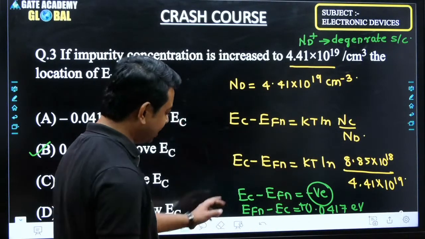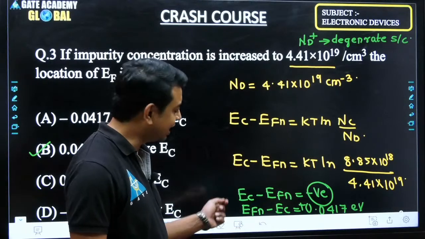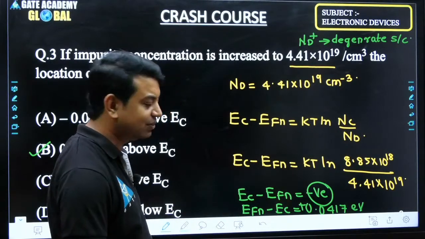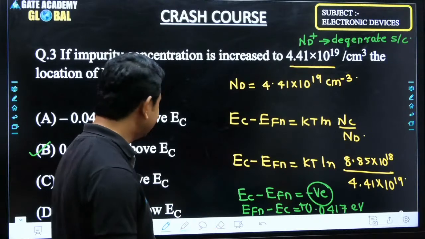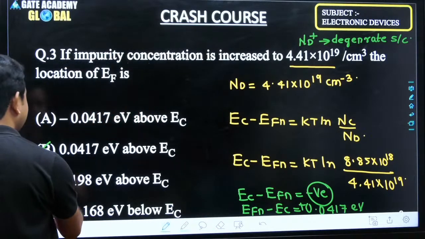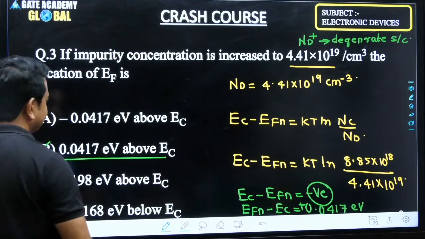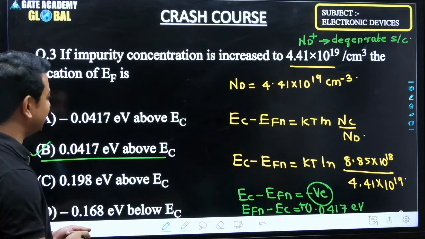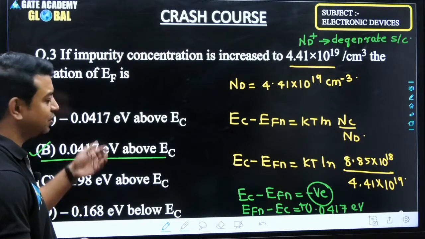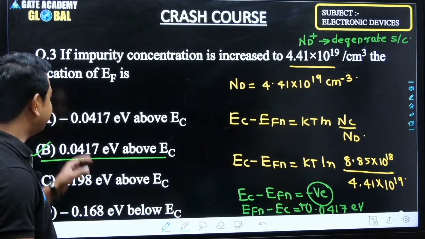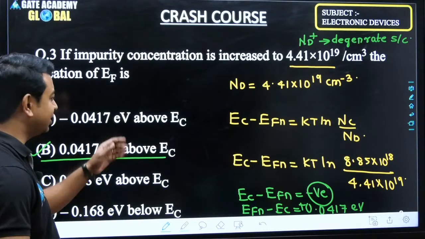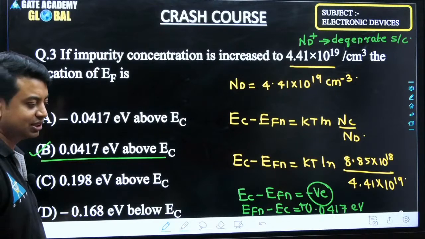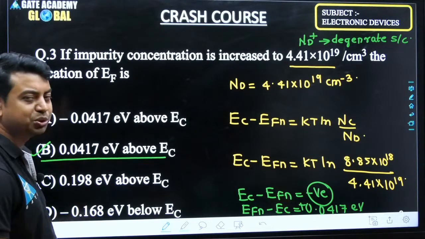So, now the EFN will be at a higher level and EC will be at a lower level, and the position of the Fermi energy level is lying above EC. So, this is the answer to this question. If you write minus 0.0417 electron volt below above EC, then it is wrong, because if you are writing a negative sign, then definitely we have to write below EC, then it will be the correct answer. So, there are many ways to answer the question.